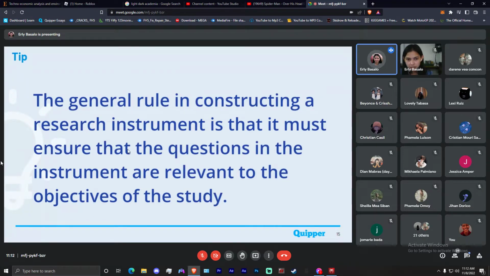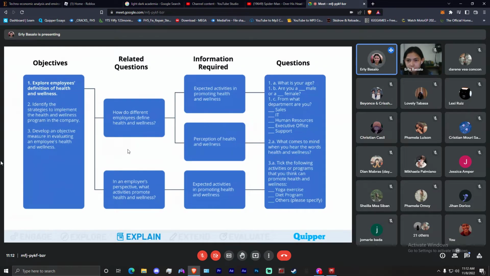The general rule in constructing a research instrument is that it must ensure that the questions in the instrument are relevant to the objectives of the study. We have here an example. For example, you have objectives as follows. One, explore employees' definition of health and wellness. Then identify the strategies to implement the health and wellness program in the company. Then develop an objective measure in evaluating an employee's health and wellness.